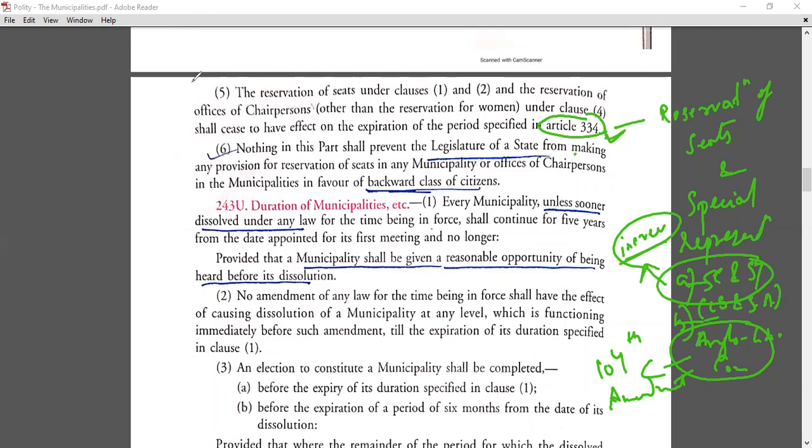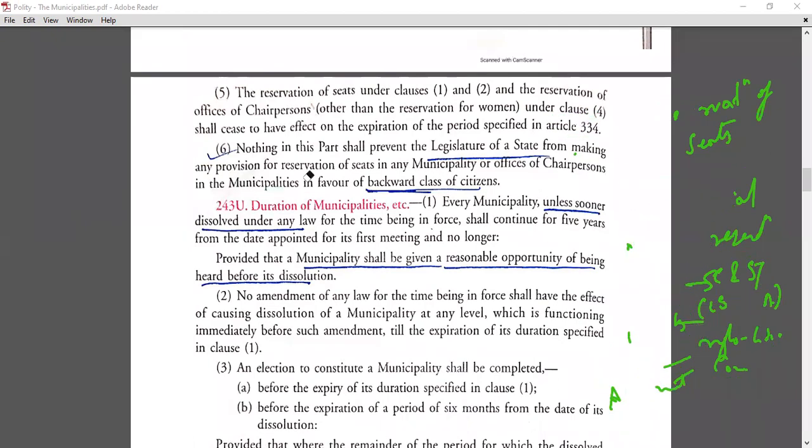Okay, fine. Next provision, sixth: nothing in this article shall prevent the legislature of a state from making any provision for the reservation of seats in any municipality or offices of the chairpersons in the municipalities in favor of backward classes. So for backward classes of citizens, the state legislature can make any provision, regarding seats in municipalities or offices of chairpersons of the municipalities. Regarding backward classes, there is no specific 1/3 or anything; the power has been given to the state legislature.